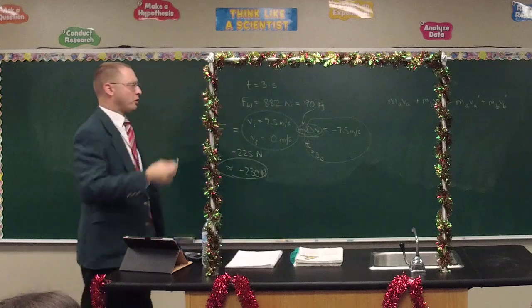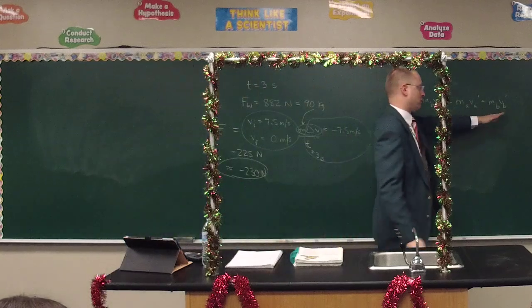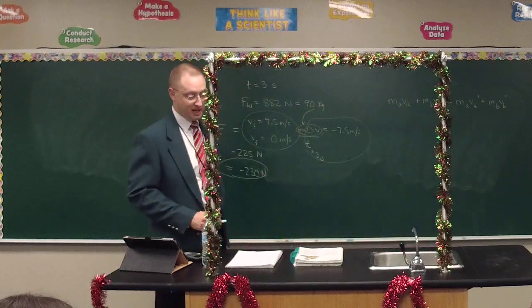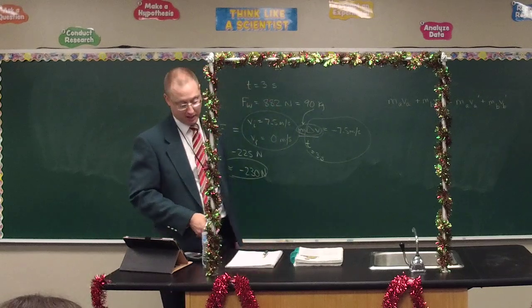So a really straightforward equation is just momentum plus momentum before equals momentum plus momentum after, where we use that prime notation. So m sub a, v sub a, plus m sub b, v sub b, equals m sub a, v sub a prime, plus m sub b, v sub b prime.